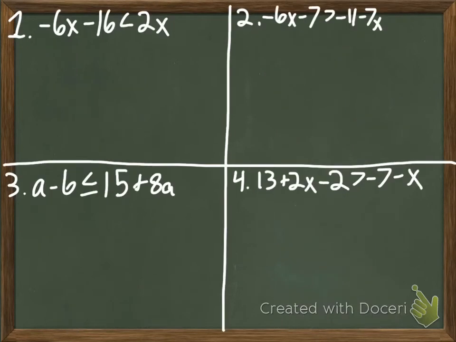Okay, and here are 4 examples of inequalities with variables on both sides. So again, please pause the video and work through these in your group. So go ahead and do that now.